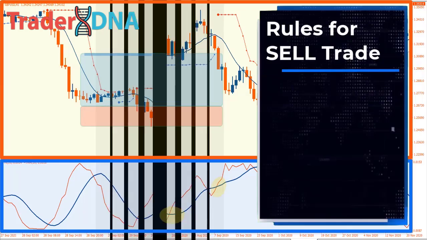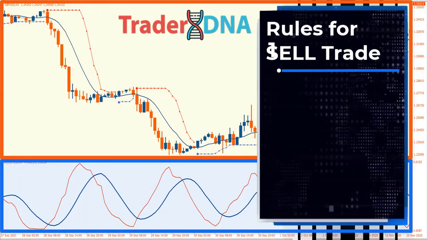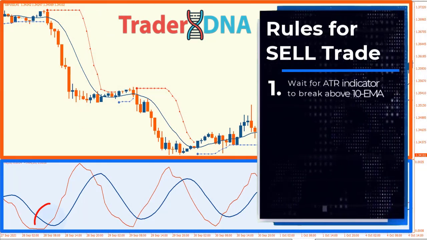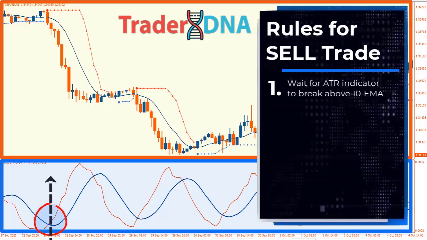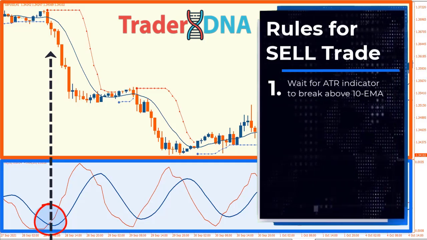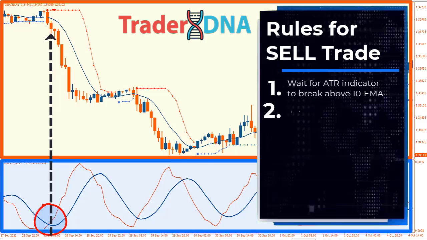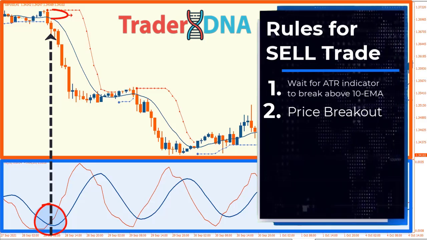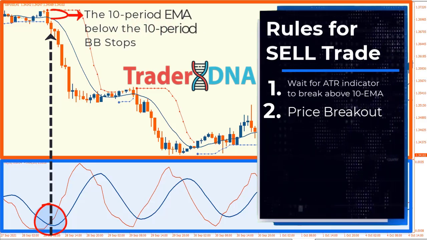Rules for sell trade. Step number 1. Wait for ATR indicator to break above 10 EMA. Step number 2. Check the price chart to ensure the ATR breakout is followed by a price breakout.